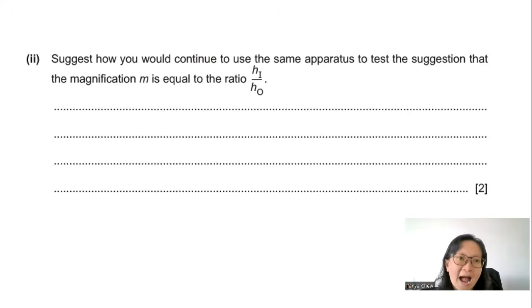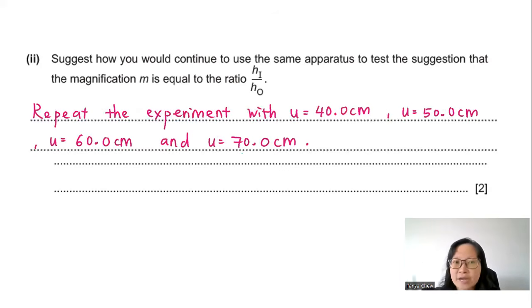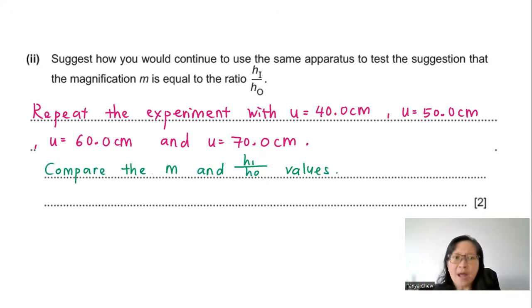The second part suggests how you would continue to use the same apparatus to test the suggestion that the magnification m is equal to the ratio hi over h naught. I said that maybe I could repeat the experiment with different values of object distance, like I suggested as a 40 cm, 50 cm, 60 cm, and 70 cm. And then I compared the value of magnification and hi over h naught values.